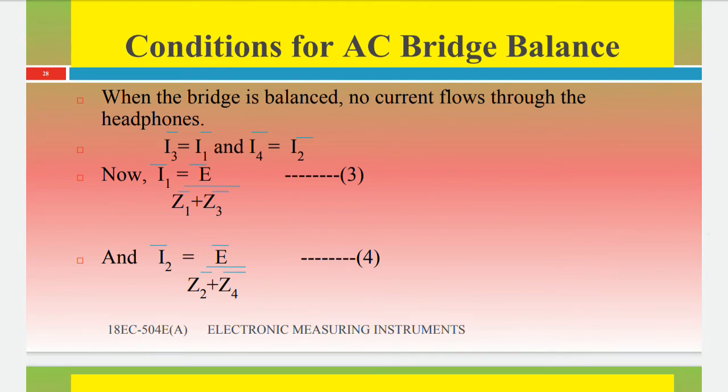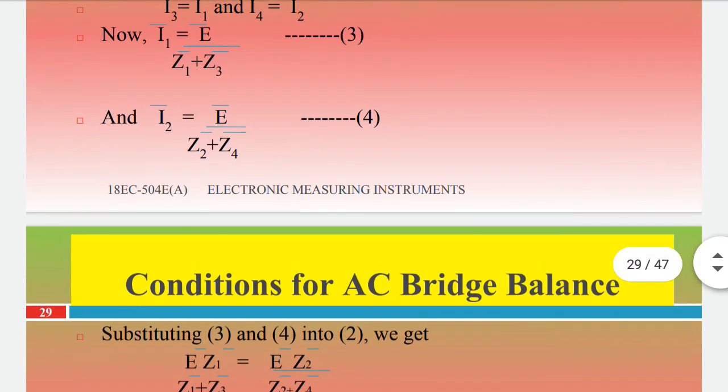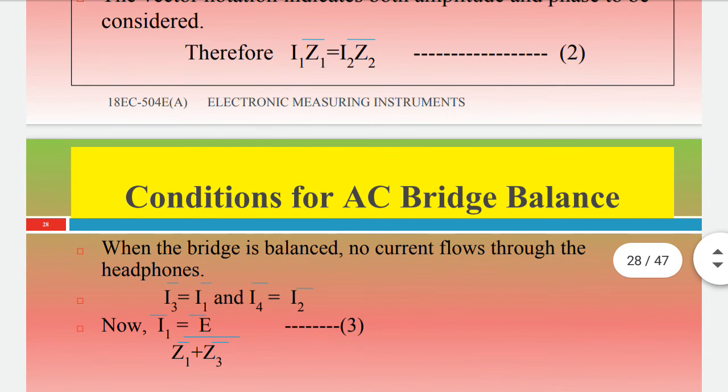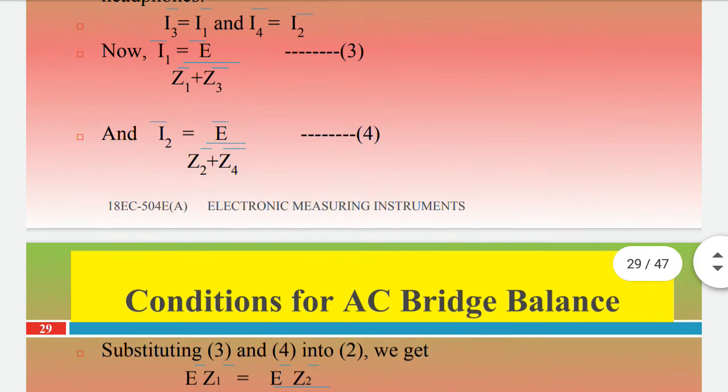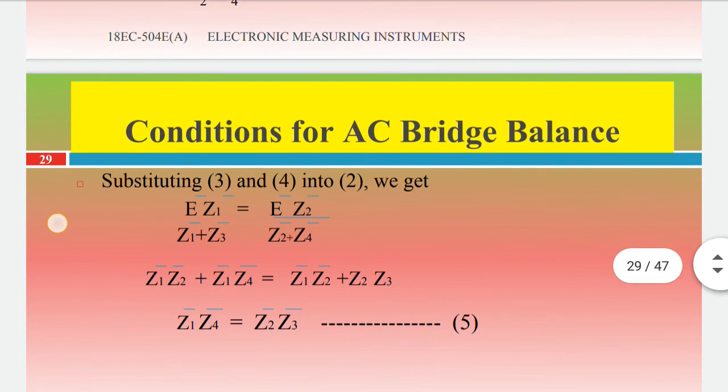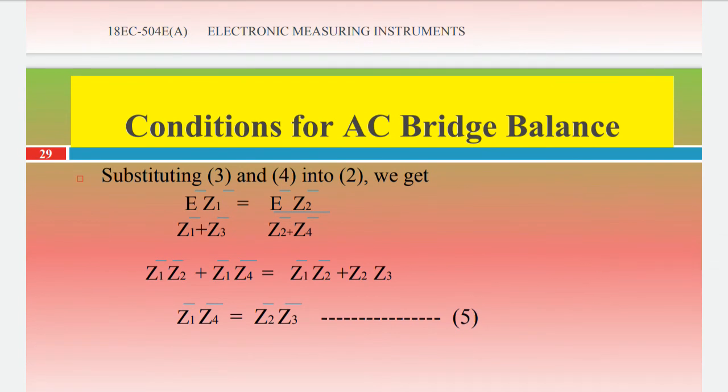This is the current flowing through the impedances, and let us call these equations 3 and 4. Substituting equations 3 and 4 into 2, that is I1 Z1 is equal to I2 Z2, we get E into Z1 by Z1 plus Z3 equals E into Z2 by Z2 plus Z4. E is there on both sides, hence E gets cancelled.